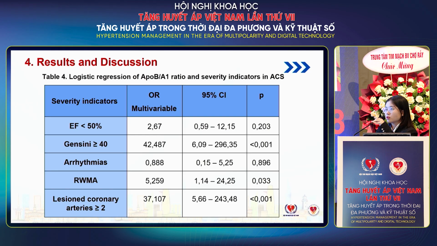And a multivariable regression analysis was performed, and these results show that the ApoB to ApoA1 ratio is independently associated with the severity of coronary artery lesions, including a high Janssen score, multivessel coronary artery lesions, and regional wall motion abnormalities.